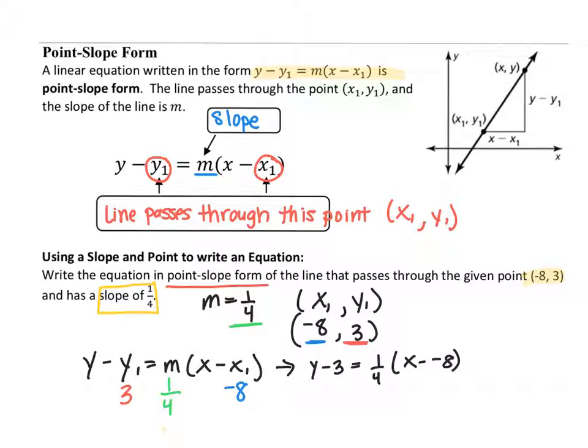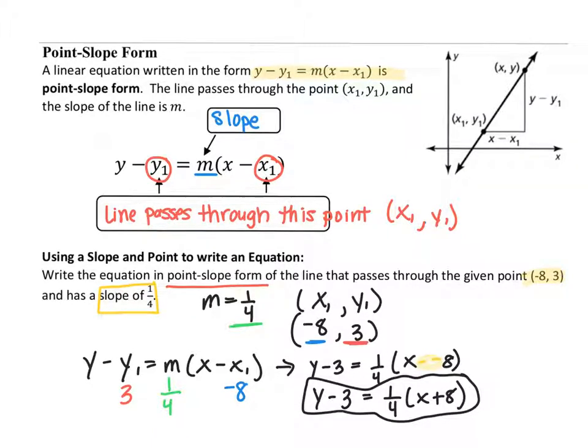So you'll see here that this looks kind of funny. So we have x minus a negative number. So when that happens, we change it to addition. So your point slope equation will be y minus 3 is equal to 1/4 times x plus 8. So that would be your final answer here, because the question specifies to leave it in point slope form, so you don't have to change it to y equals mx plus b.